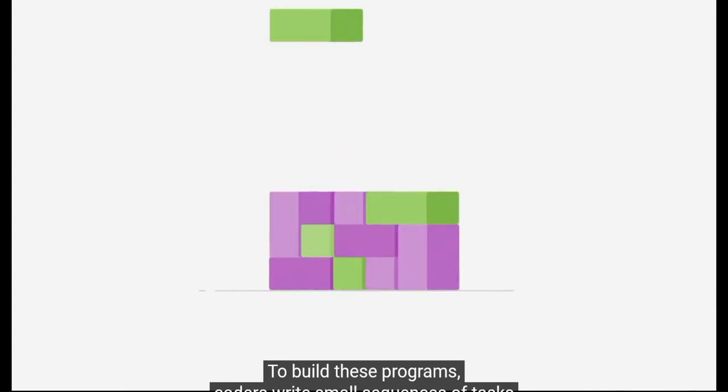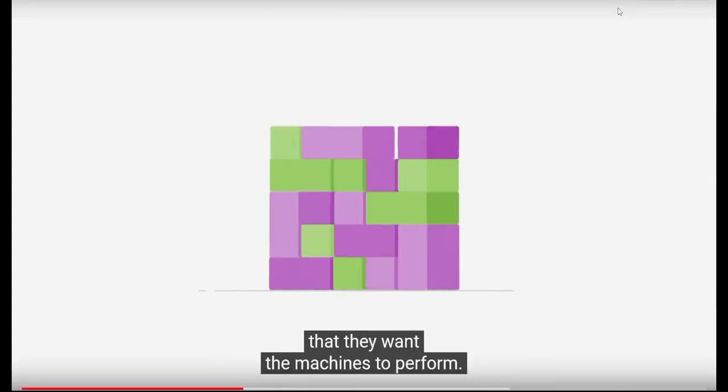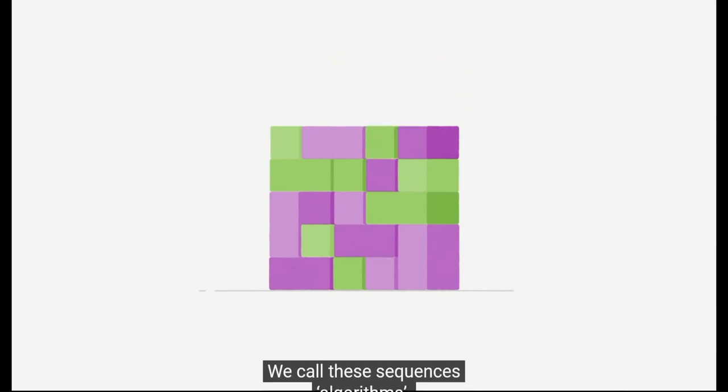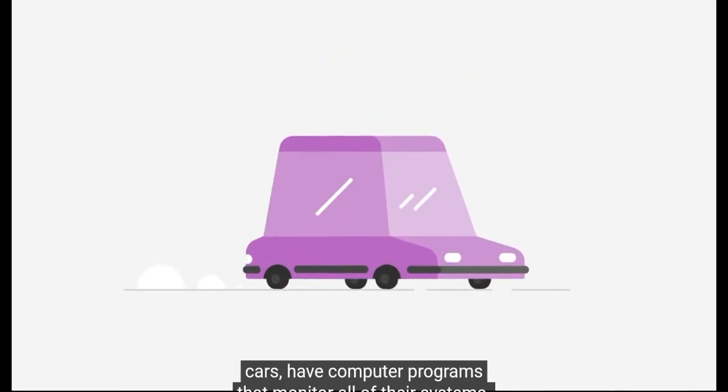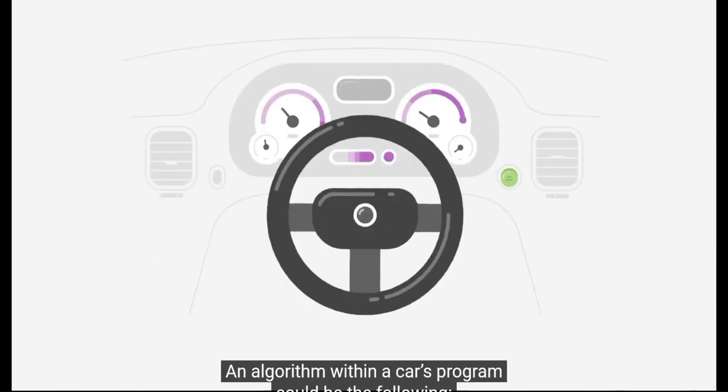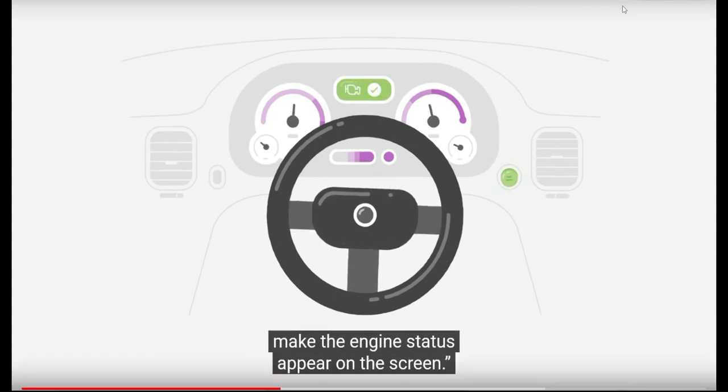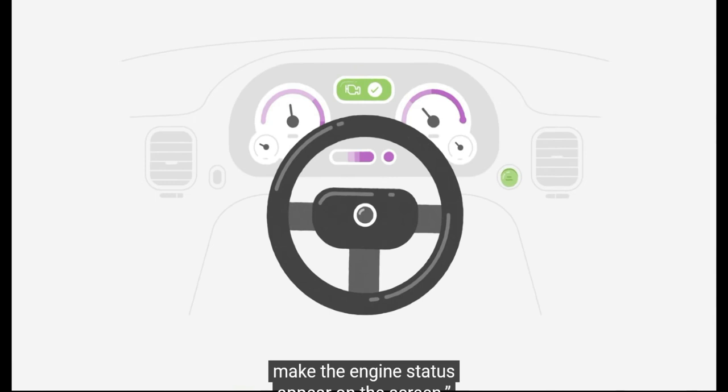To build these programs, coders write small sequences of tasks that they want the machine to perform. We call these sequences algorithms. For example, cars have computer programs that monitor all of their systems. An algorithm within a car's program could be the following. If a button is pressed on the car's dashboard, make the engine status appear on the screen.